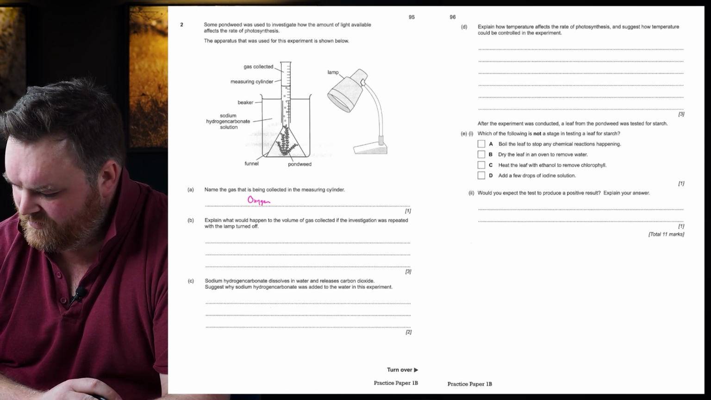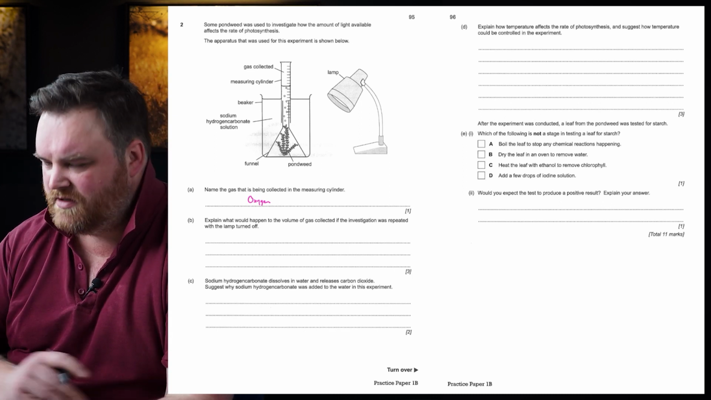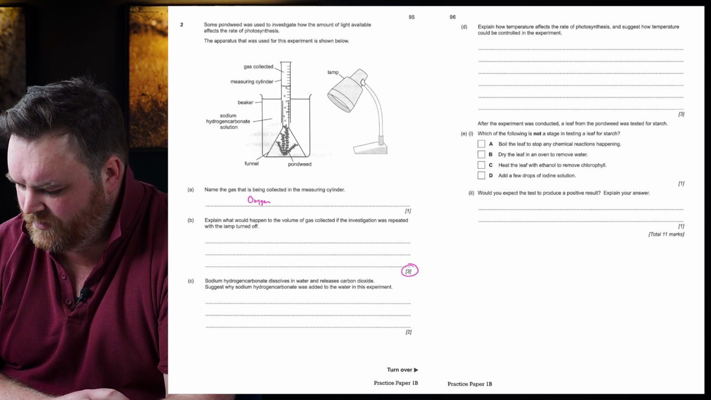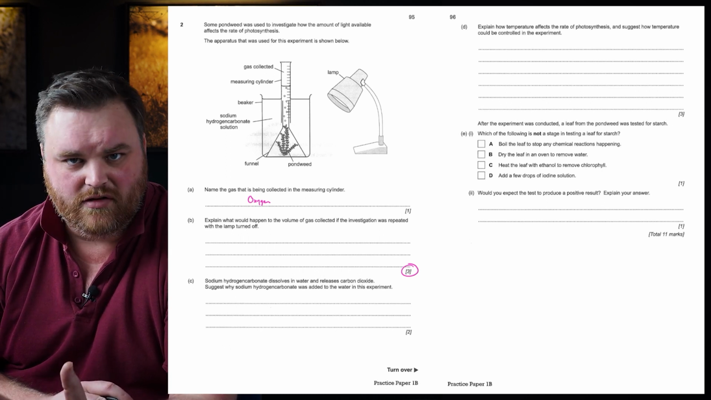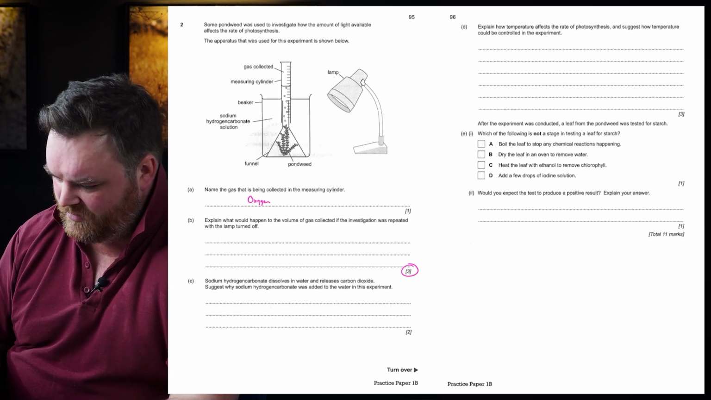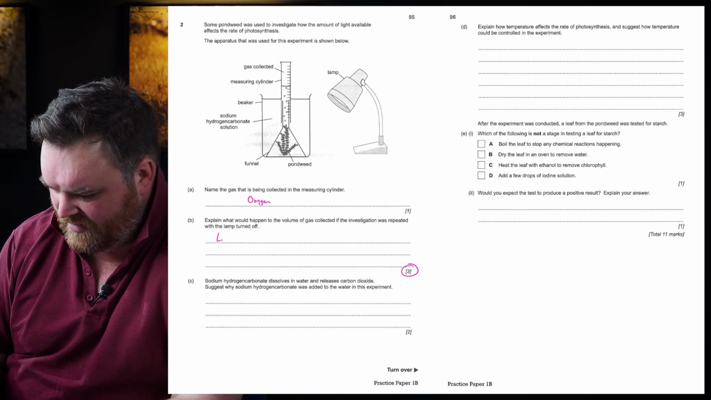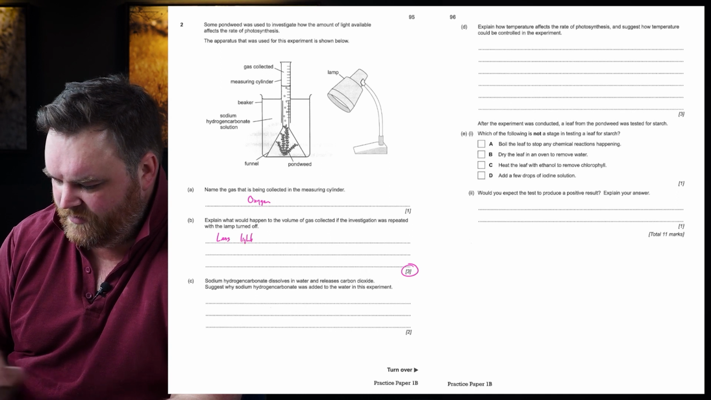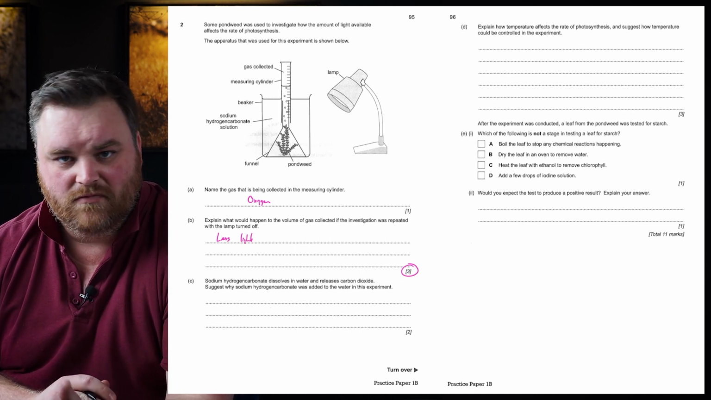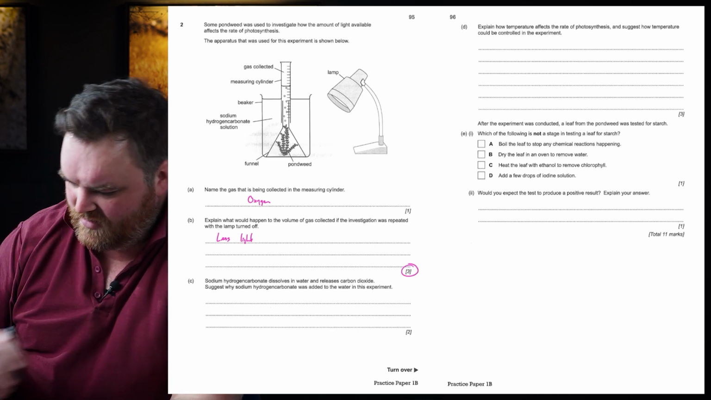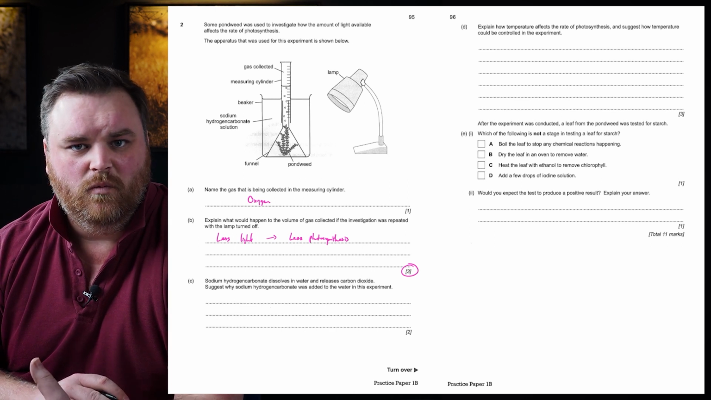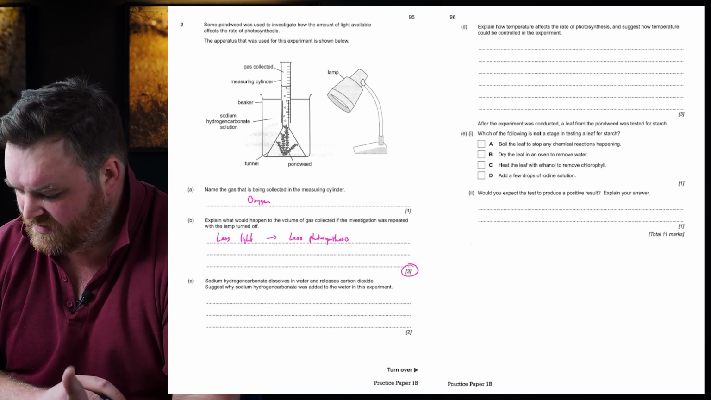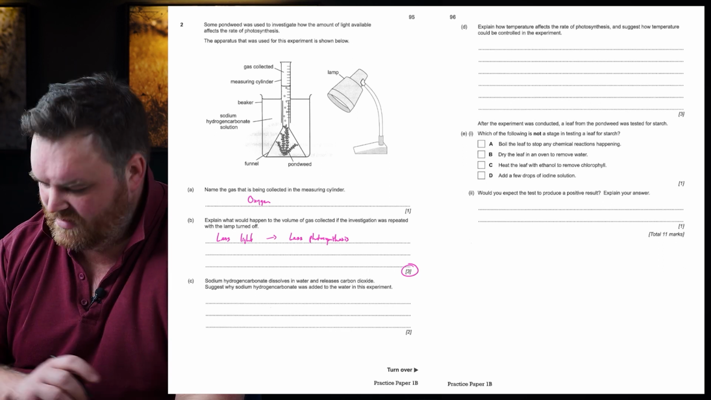Explain what would happen to the volume of gas collected if the investigation was repeated with the lamp turned off. We've got 3 marks here, right? So that's where my brain is first going here. With an explain question, we're going to have to be saying why. And for 3 marks, this is looking for a little bit of detail. So we'll start with lamp turned off, so we're getting less light. For a start, that's going to give us an entry point into photosynthesis here. So less light means less photosynthesis. And if we've got less photosynthesis, then we're going to get less oxygen. So oxygen is a product of photosynthesis, and therefore less photosynthesis means less oxygen.